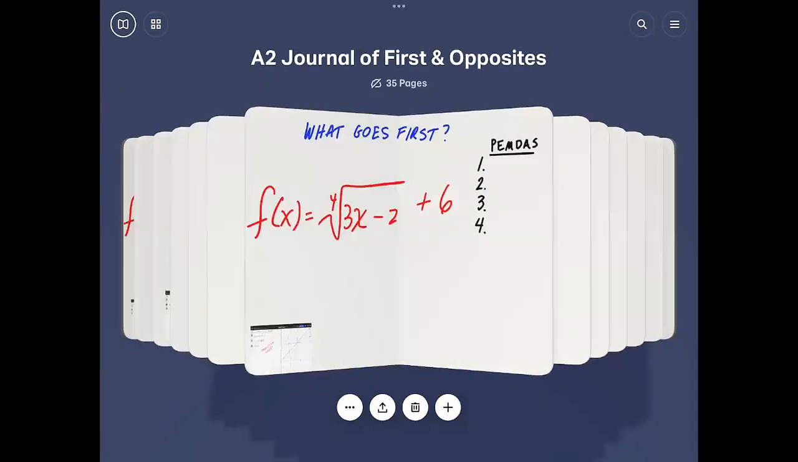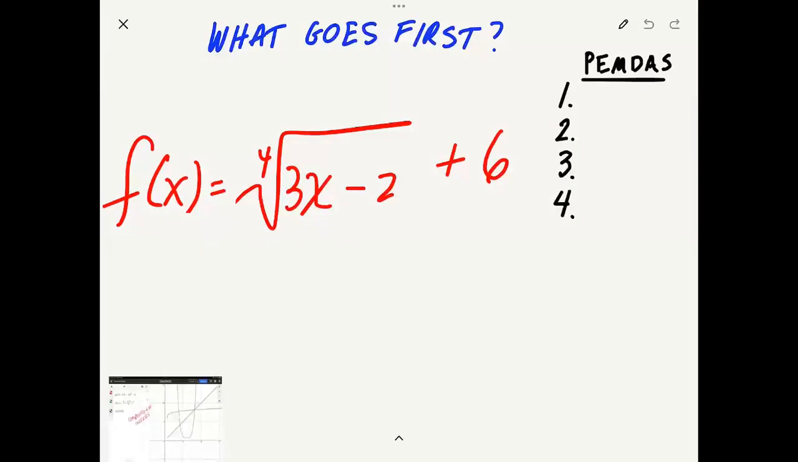All right, so here, what I have is a function. I'm taking the fourth root of 3x minus 2, plus 6. So the very first thing I do when I'm trying to find the inverse is I need to indicate what's happening first, and we're looking at this from the perspective of x. So I'm going to make this blue. The very first thing that's happening to x is we're multiplying it by 3. Second thing that we're doing to x is we're subtracting 2.